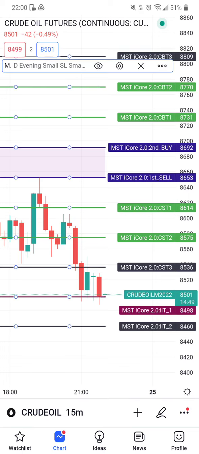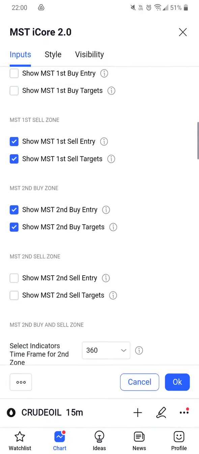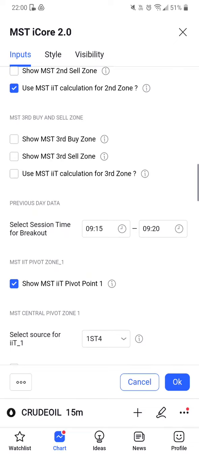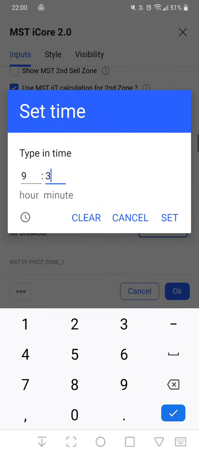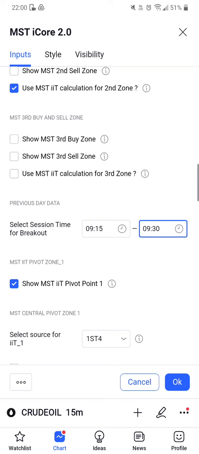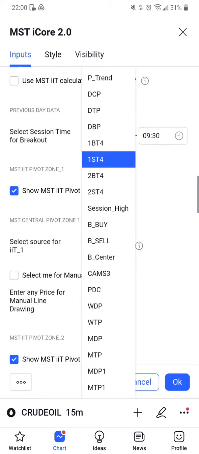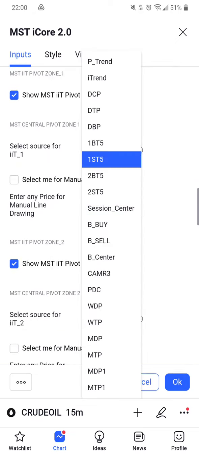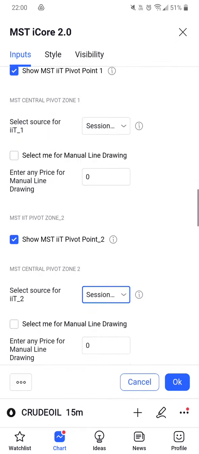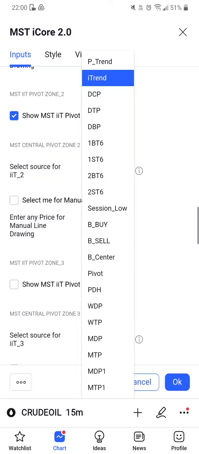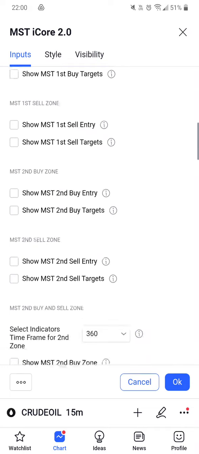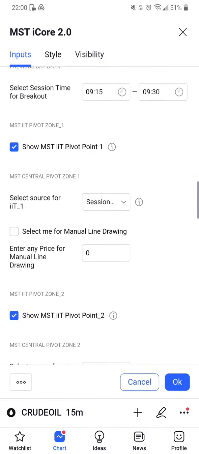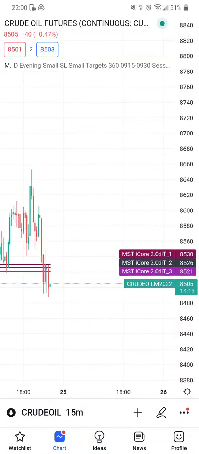And what is another feature we have given here? See here, you can select any session. If you want to trade as per the 9:15 to 9:30 breakout, come here and set your timing 9:15 to 9:30. After that, come down, here we have given select session high and session low. This is session center and this is session low. If we select all these things, then it will show you the high and low of the selected session. So that also you can trade. It is up to you.